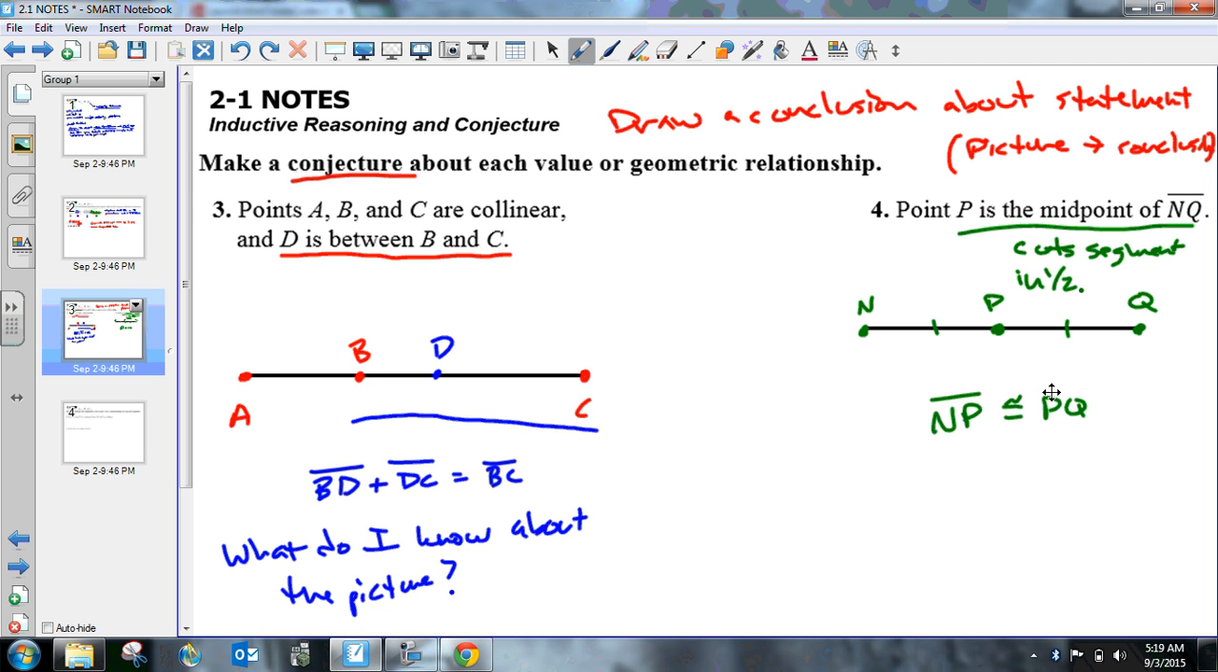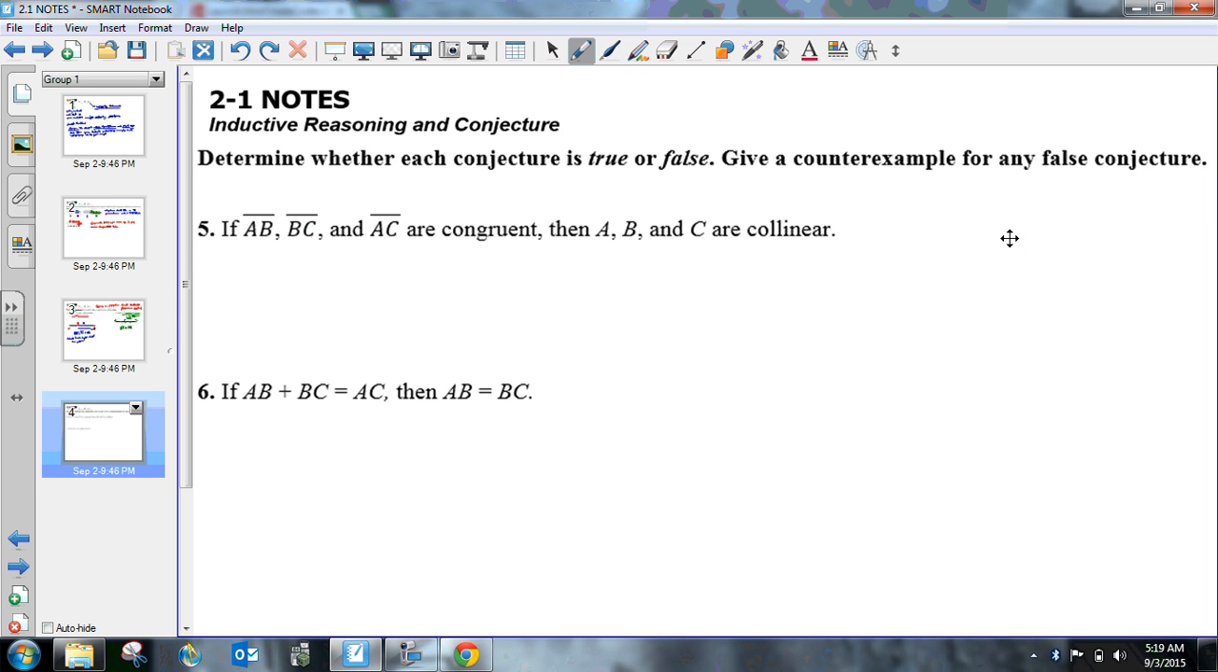PQ. And guys, we've been doing this. I've already told you this. We've gone over this in class. This piece of information, just reading this, allows me to draw a conclusion based off of what I know, based on the definition of what a midpoint is. So that's all we're doing. We're just drawing conclusions based on what we got.